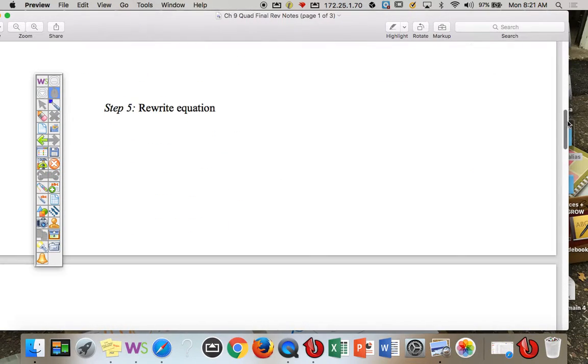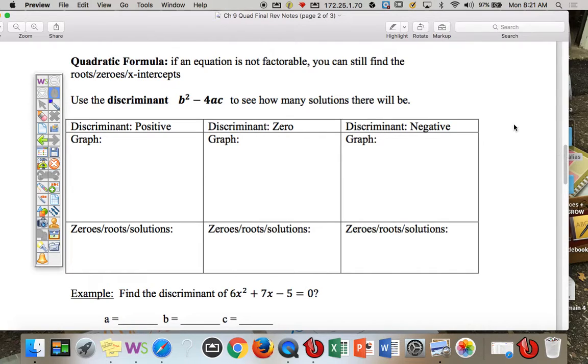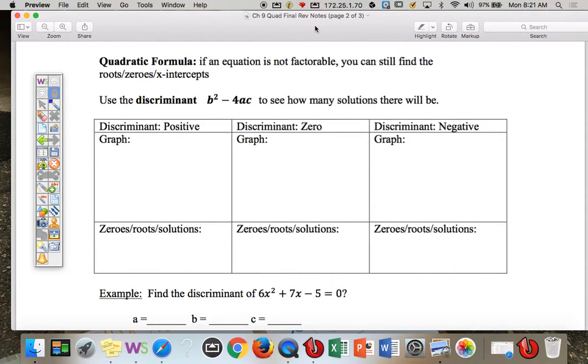All right, other things that we learned in this chapter. Quadratic formula. If you can't factor, so if you can't use the box and circle to find the zeros, you can still find the factors by finding the roots, x-intercepts, and the zeros.